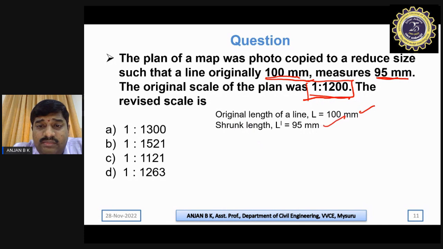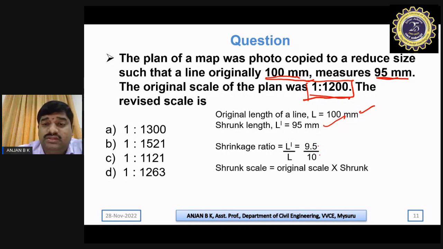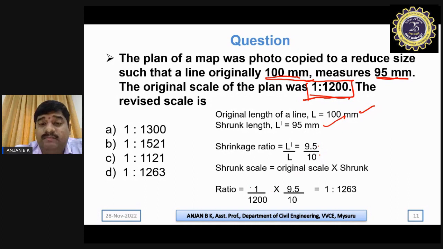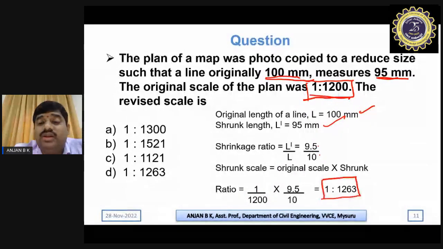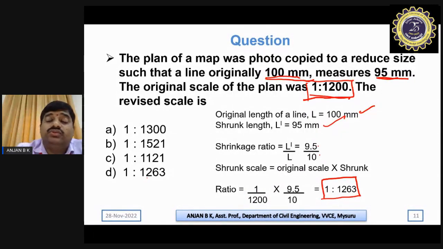The original length is 100 mm and the shrunk length is 95 mm. So we can calculate the ratio, in terms of centimeters, 9.5 by 10. So what will the scale be? The original scale is 1 is to 1200 into the shrinkage ratio. If you calculate this, the ratio comes out to be 1 is to 1263. So this is the answer.